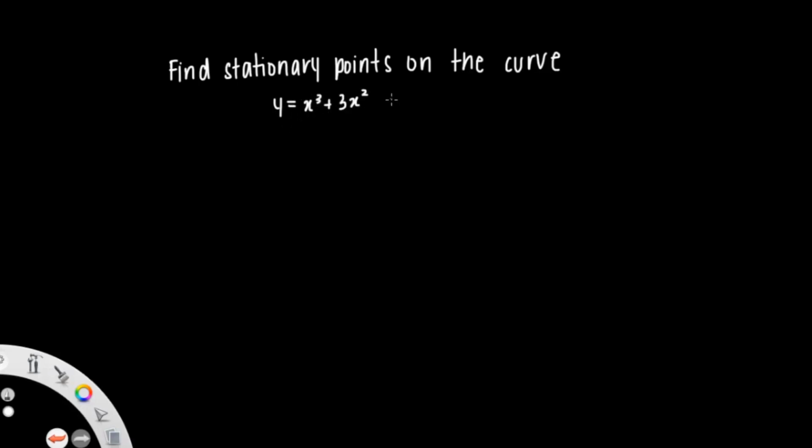Now let's move on to solving a question regarding stationary points. So our question is, find the stationary points on the curve y equals x cubed plus 3x squared minus 9x minus 4. Okay, so first of all, they are asking for the stationary point. So we know that at the stationary point, dy/dx equals 0.